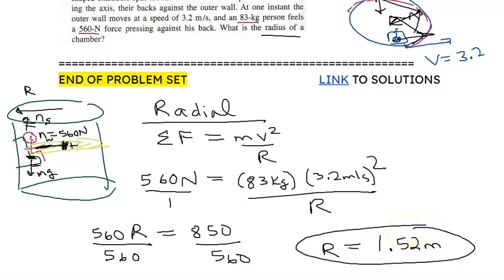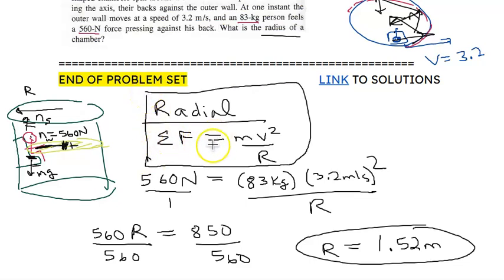All right, so the whole point of this problem set was to practice in the radial column saying the inward forces equals mv squared over r, and connecting that back to the forces that we've already talked about this year. Hope that went well for you, and I will see you in class.